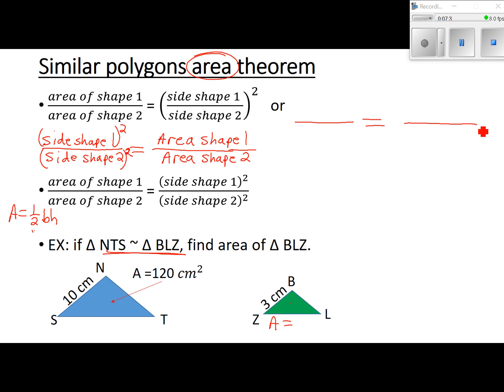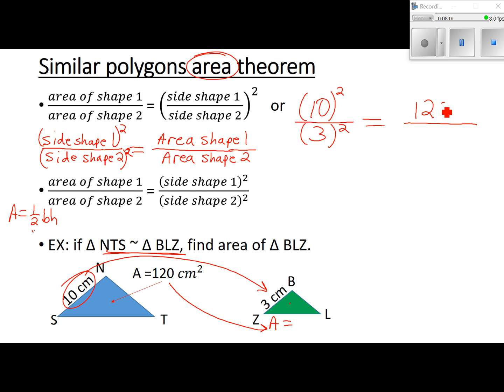So I find a side in shape 1. Well, they give me the 10 here. So I'm going to say 10 matches up to the 3. And the thing I've got to remember with this, and I forget this all the time, is you've got to square each of those sides when you put them in there. And then you're going to do the area of the first shape compared to the area of the second. So the area of the first is 120. The area of the second, we don't know.